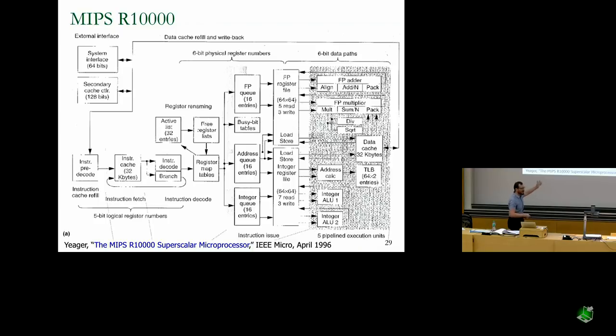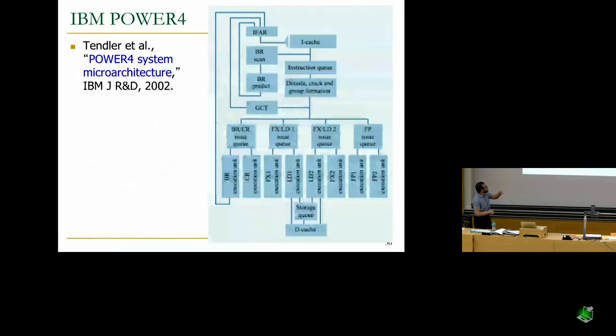And if you're really interested, you can read that paper also. And this is IBM Power 4. This was IBM's first multi-core processor, one of the first multi-core processors of its time. But if you look at each core, it had two cores. Each core looks like this, essentially what we just discussed, an out-of-order machine. And IBM calls this global completion table, which is essentially the reorder buffer of IBM.